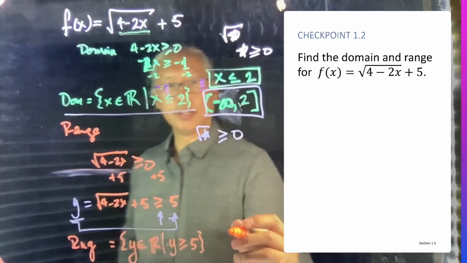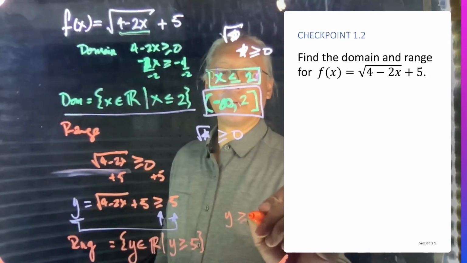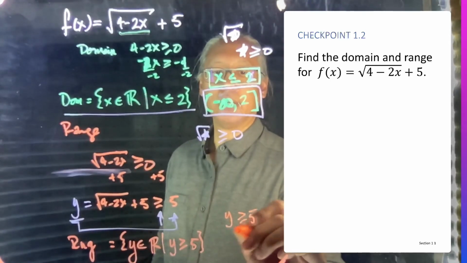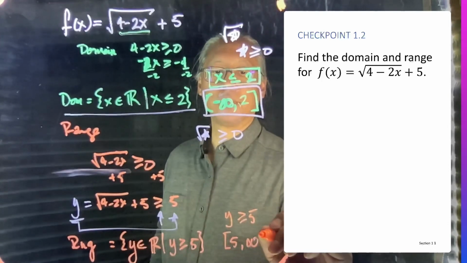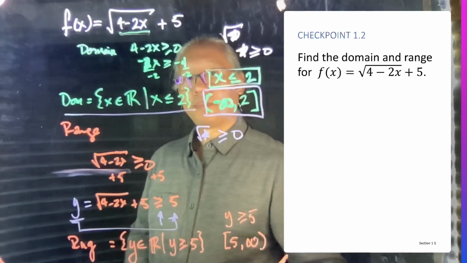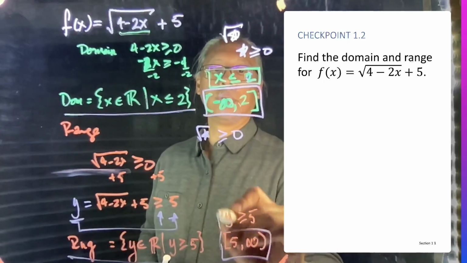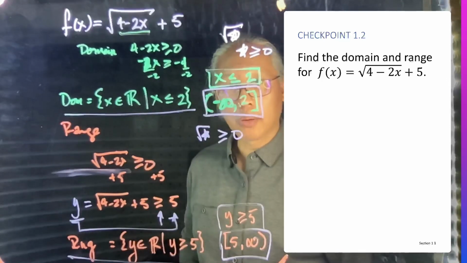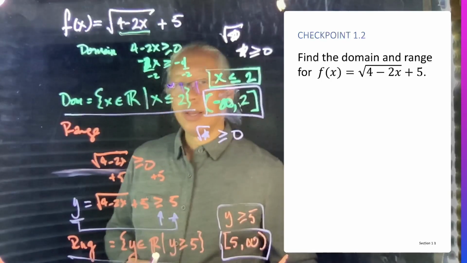Okay, in interval notation, we can say y is bigger than or equal to 5, and this time the 5 is the lower number, and we go all the way up to infinity, with an open parenthesis. All right, you can express your answer according to what they're asking for in the homework problems, or however you want to express it. Okay, I hope that helps.